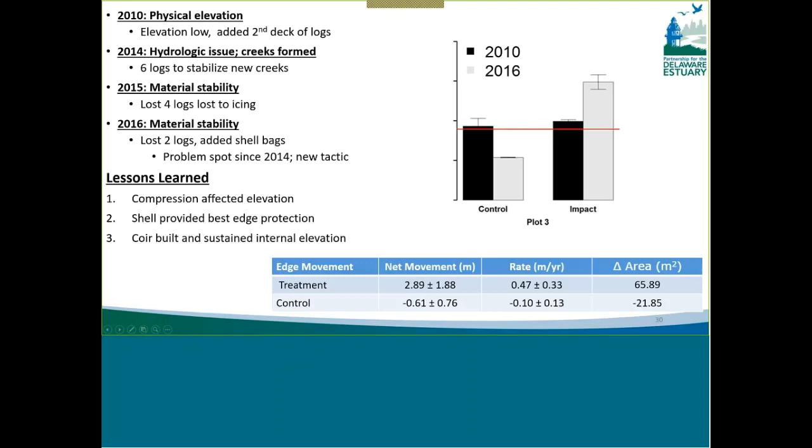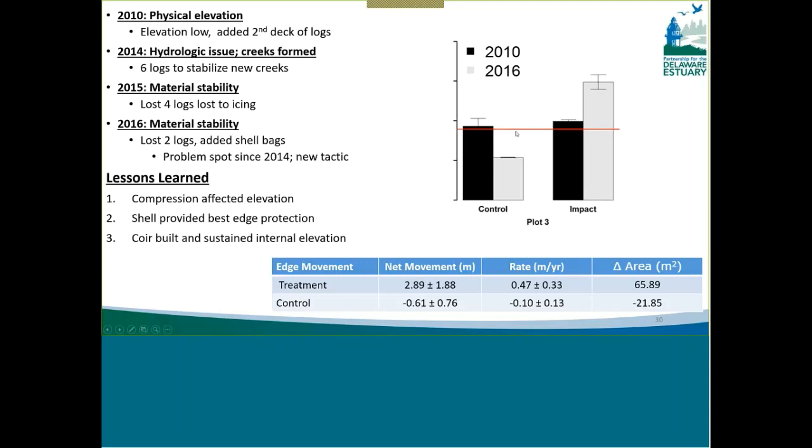Plot 3 is... we usually establish plots waterward up into the high marsh, running perpendicularly from the shoreline. This plot 3 was up in the living shoreline, in the treatment area. It wasn't out front of it, it wasn't down front of it, it was kind of up high in it. And we had a paired control and an impact, that's our living shoreline here.